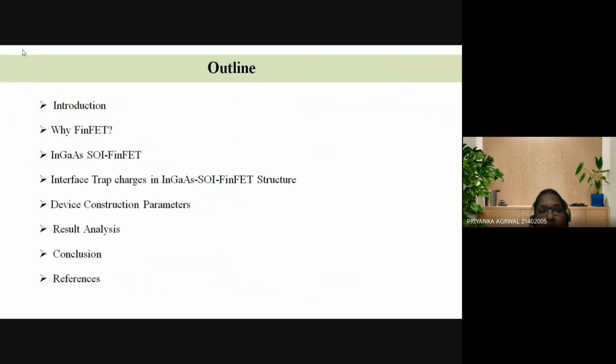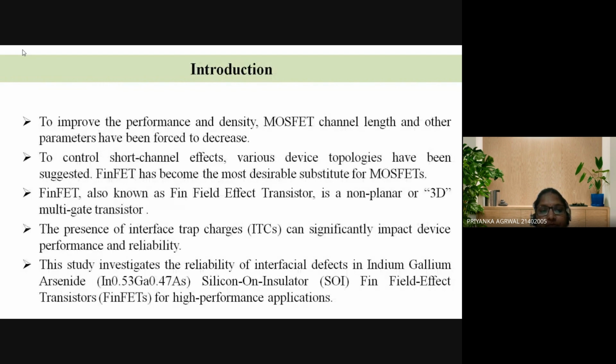These are the outlines. Firstly, we will discuss the interface trap charges in indium gallium arsenide silicon on insulator FinFET structure, and then we will analyze the results. Now we come to the introduction.